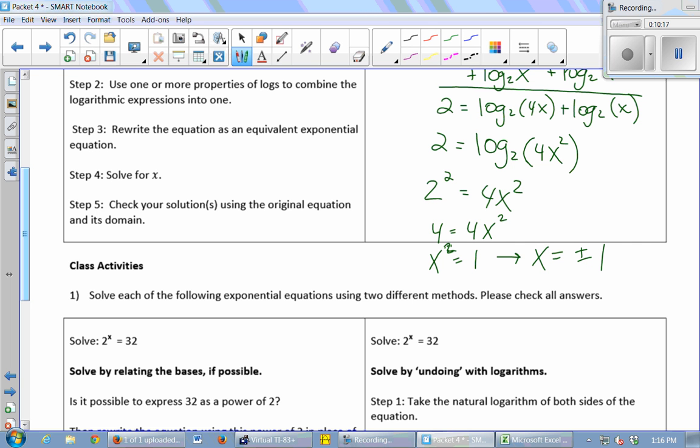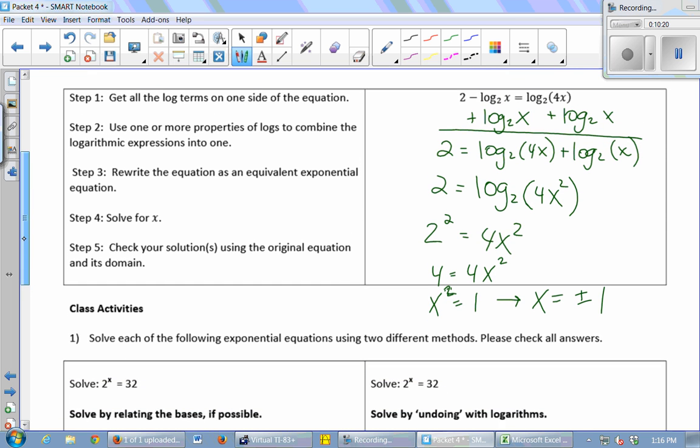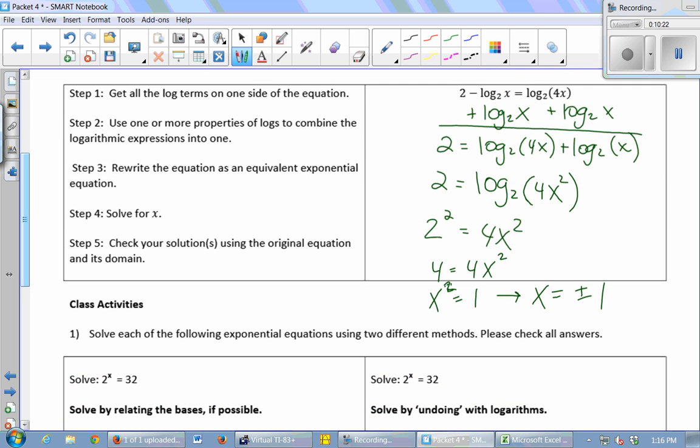And we should check. Always check, especially with log equations, you'll see. So I'm going to go back to my original equation. 2 minus log base 2 of 1. Does that equal log base 2 of 4 times 1? So what's log base 2 of 1? To phrase it another way, what power do you raise 2 to make a 1? 0. So this says 2 minus 0. Does that equal log base 2 of 4, which is 2? So yeah, they're the same.